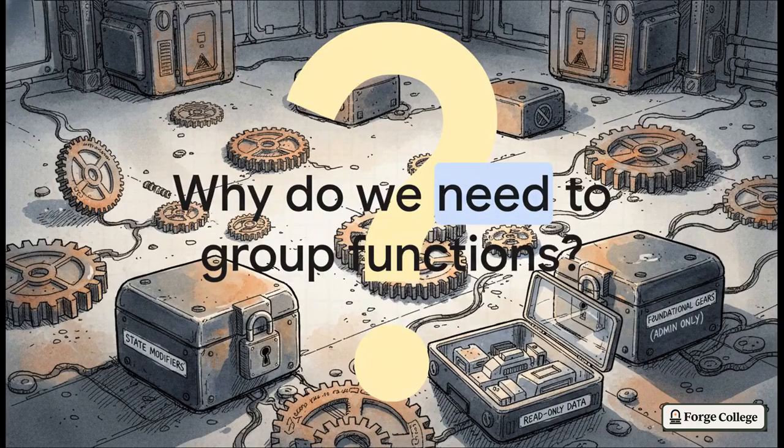Look, I want you to think of code organization not just as a stylistic choice, but as absolutely vital safety work. Which brings us to a big question. Why do we actually need to group functions? I mean, why can't we just leave our highly capable overridden functions lying around like loose gears on a workshop floor? Well, in Solidity, a scattered contract is a vulnerable contract. Without distinct groupings, it's basically impossible to track which function modifies state, which one just reads data, and which one is secretly a foundational gear that absolutely no user should ever touch.